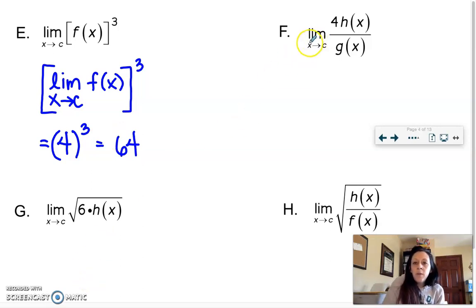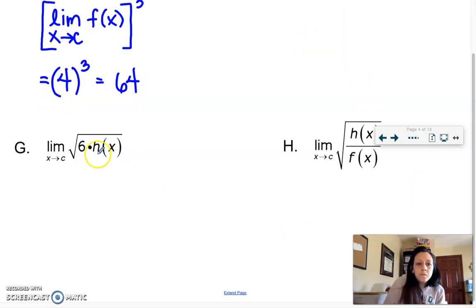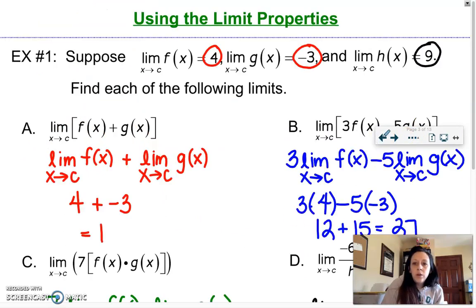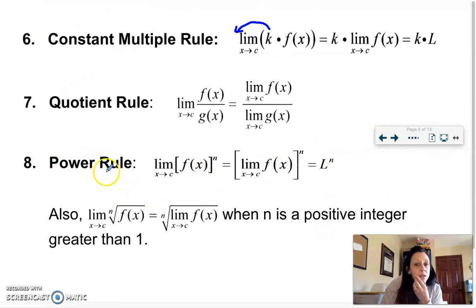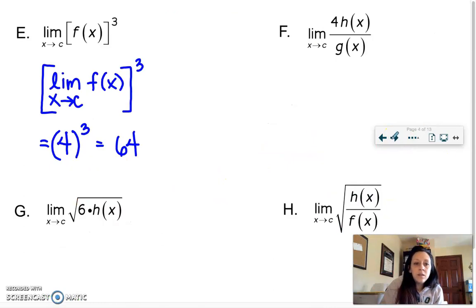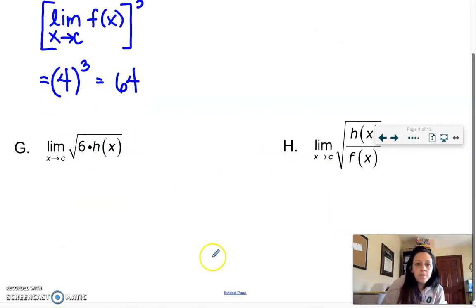Okay. F I'm not going to do because that was exactly like example D with the quotient rule. So I'll skip that one. G, I'm going to go back and show you. G is also an example of power rule. It's like this little added note that says that you can essentially make the radical outside of the whole limit thing. So it's like power rule where you would apply that radical last.